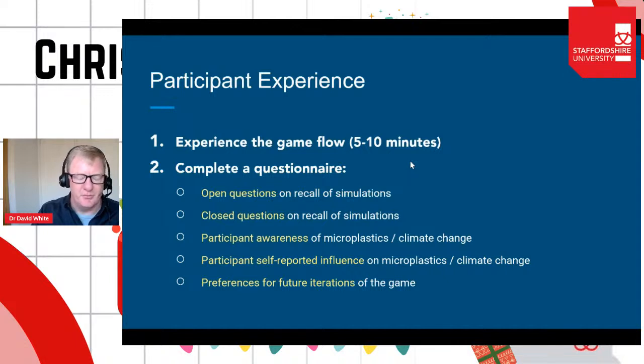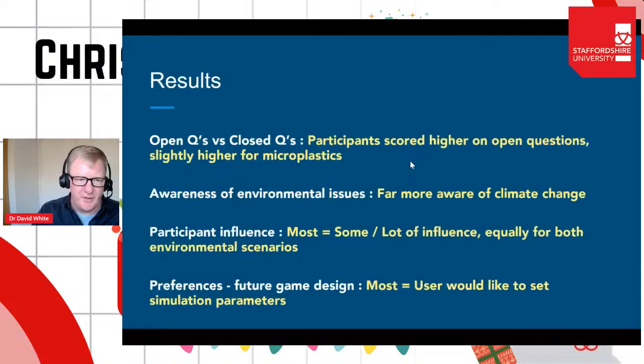And also we asked them about the game. What did you think of the game? It was a very simple game, but we tried to gather what is the general consensus of what they'd like to see in a game in the future. And we gathered their data, and we looked at the scores.